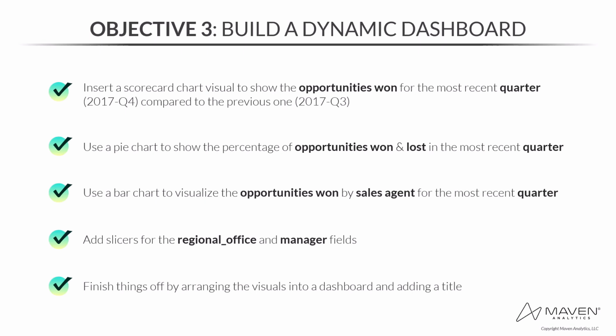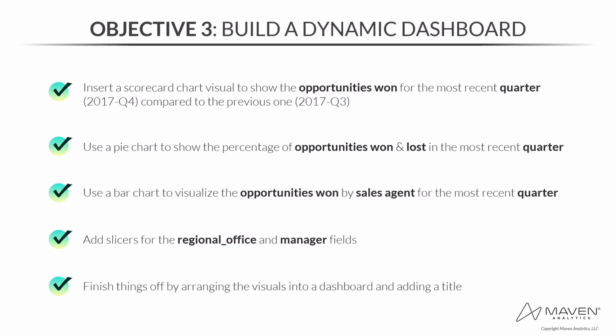Then we're going to use the third pivot table and a bar chart to visualize the opportunities won by sales agent for the most recent quarter. For task number 4, we're then going to add slicers for the regional office and the manager fields to make this report dynamic. And then we'll finish things off by arranging these visuals into a dashboard and adding a relevant title. So I hope you're ready. This is the most exciting objective in this guided project.